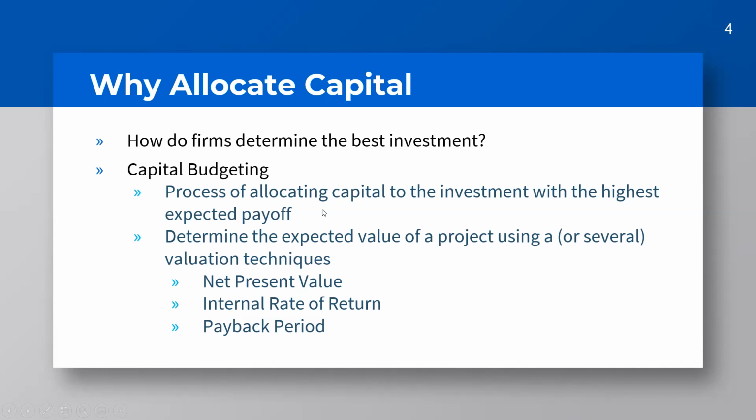There are different ways we can define payoff, and we're going to look at some of those ways. But basically, the end result is going to be net present value. It's going to be the best measure of payoff. All right. So in other words, we're going to try to allocate our capital to the projects that are generating the highest NPV.